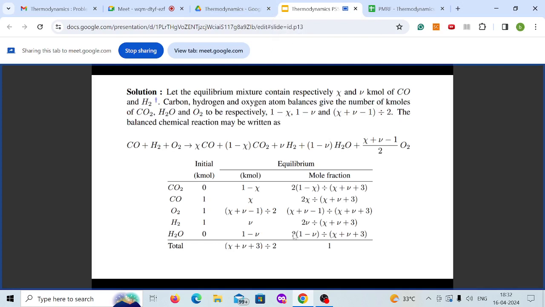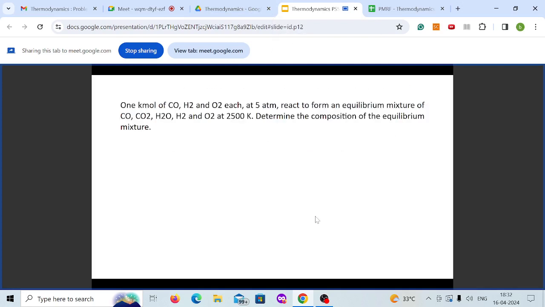Okay. So the next question is, we have 1 kilomole of carbon monoxide, hydrogen and oxygen, each at 5 atmosphere, reacting to form an equilibrium mixture of carbon monoxide, carbon dioxide, water, hydrogen and oxygen at 2500 Kelvin. So determine the composition of the equilibrium mixture.